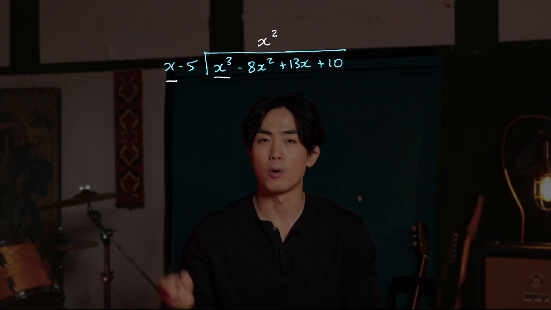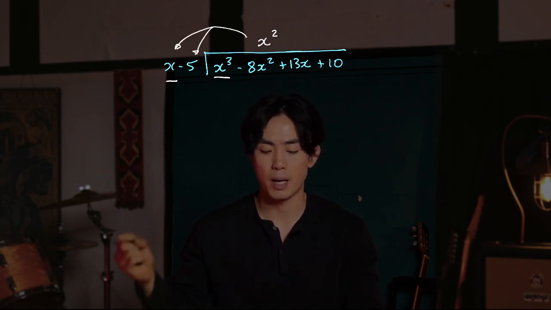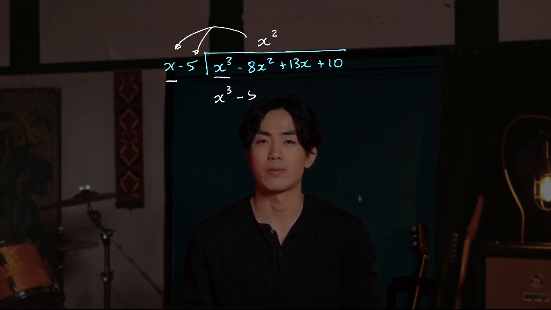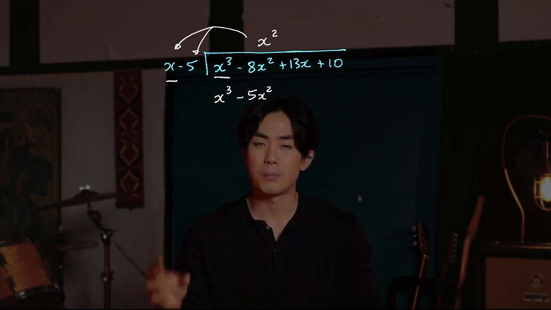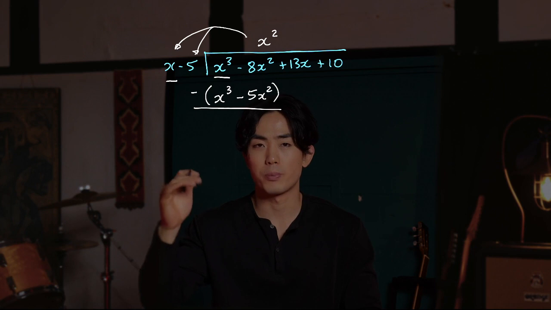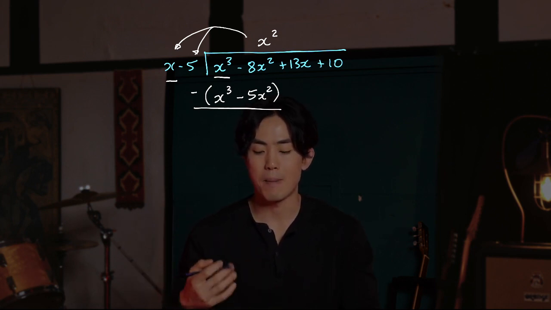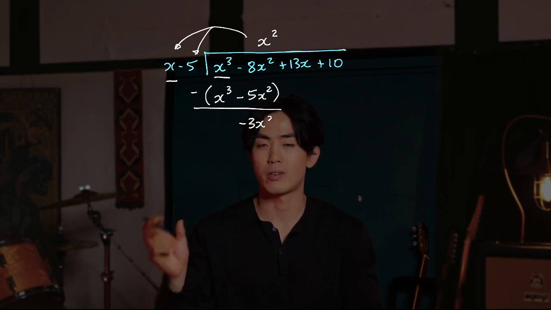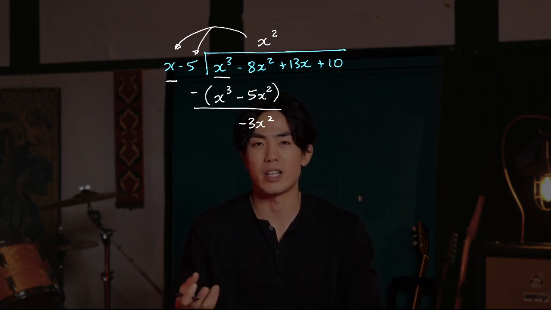The next step is to multiply this x squared with each of the two values in here. So I multiply it with x, I get x cubed, and I multiply it with minus 5, I get minus 5x squared, which I'm going to write underneath like so. I'm going to put this in brackets and then subtract it. I subtract the top from the bottom, so you can see the x cubed terms will disappear. I'll get minus 8x squared minus minus 5x squared, which is minus 3x squared, which I write here. That's basically one iteration, one step.